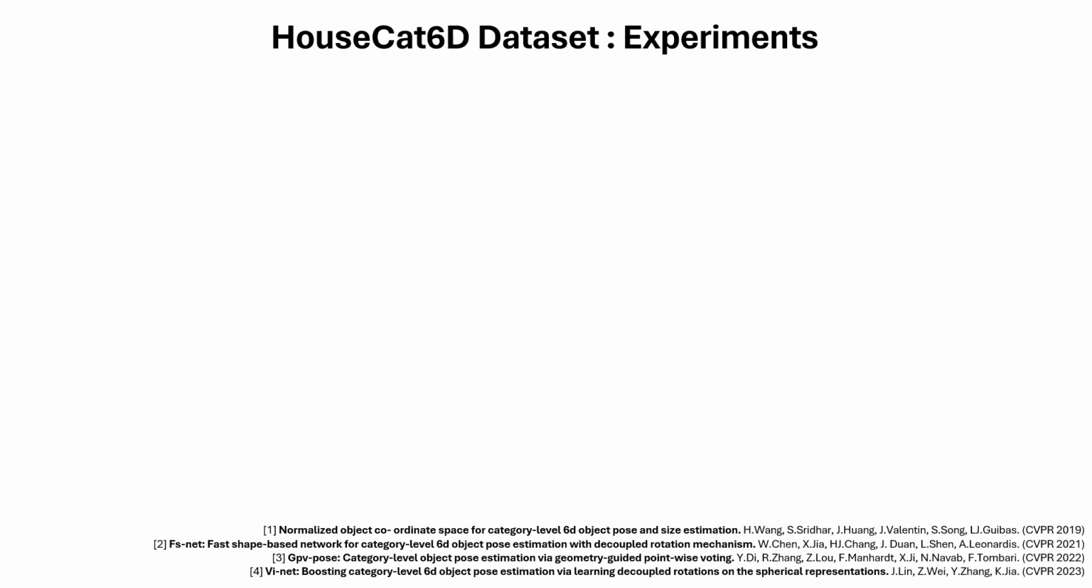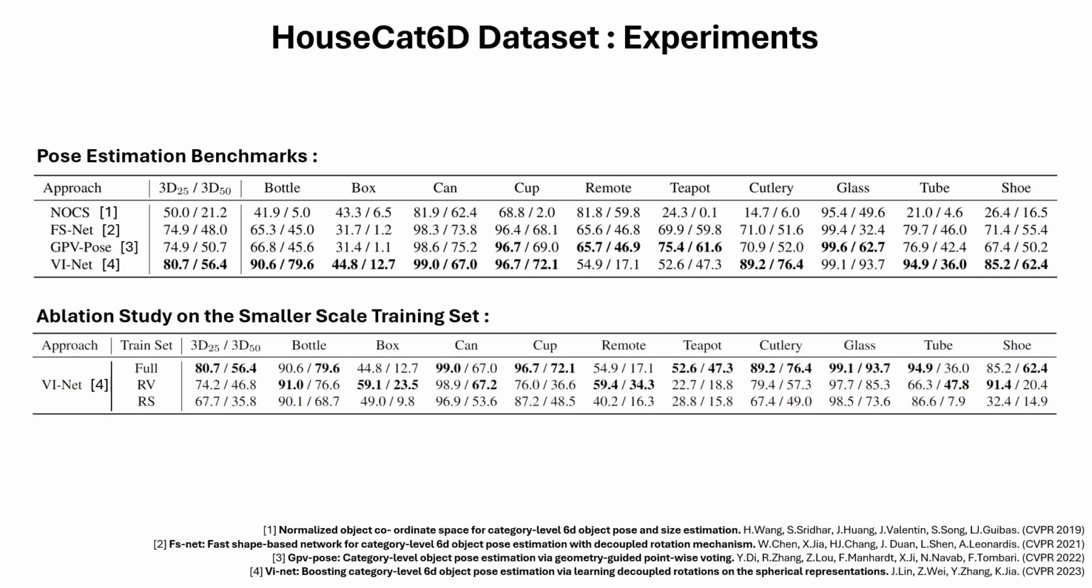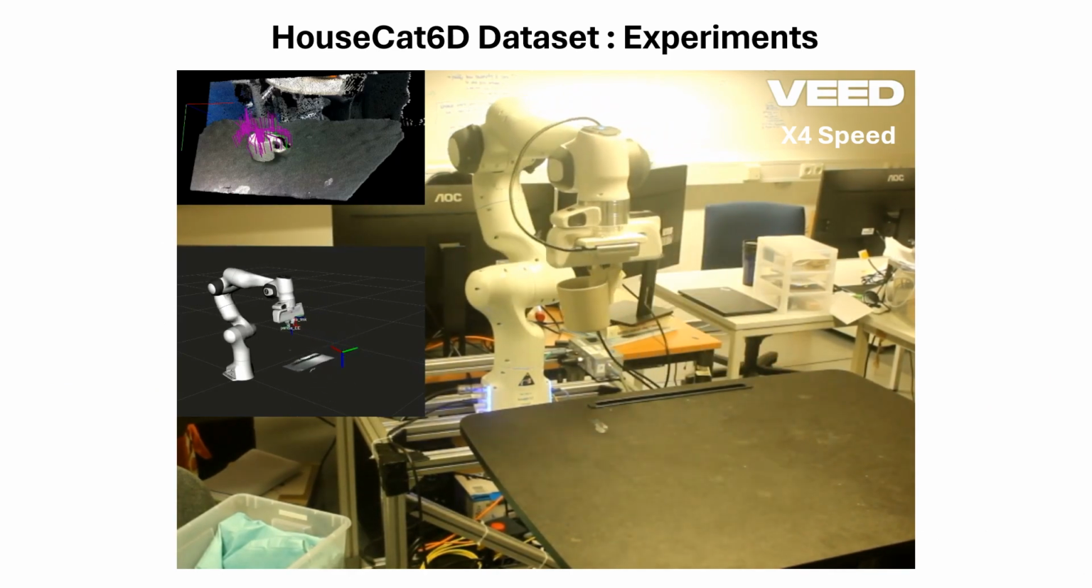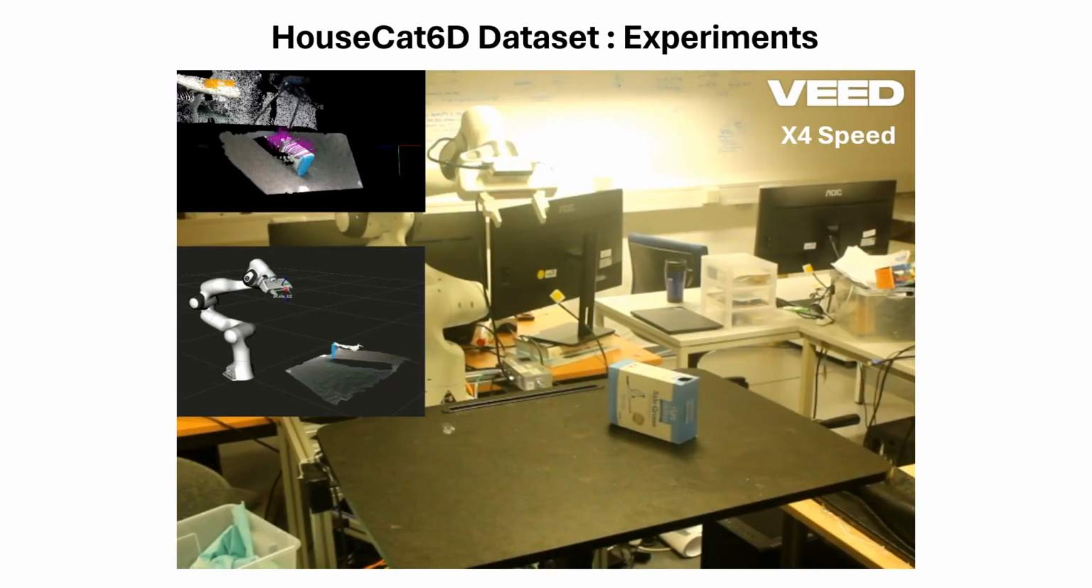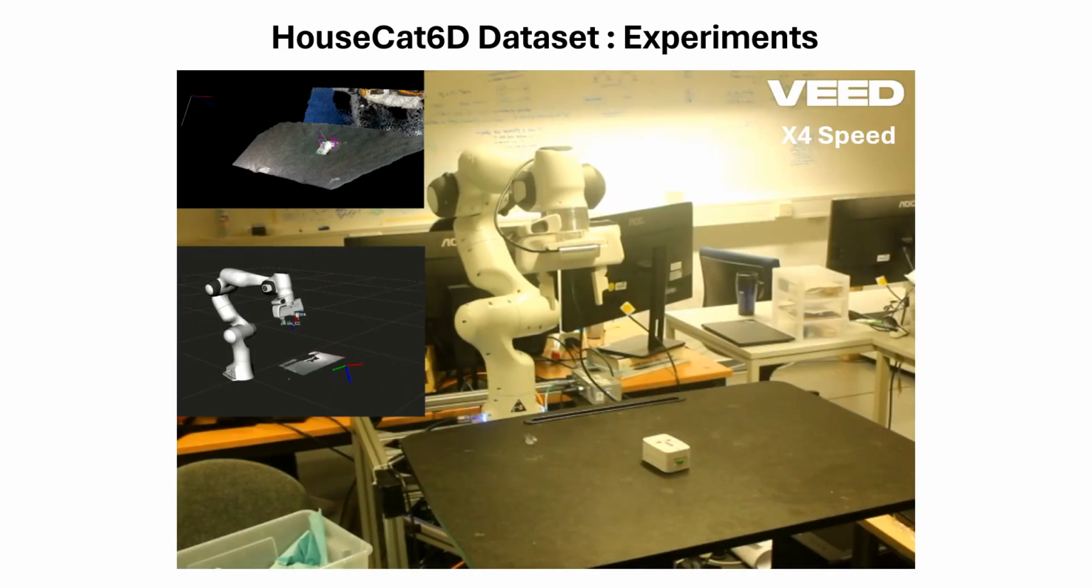With our dataset, we run a pose estimation benchmark on 4 state-of-the-art category-level pose estimation methods and an ablation study on the best performing method with a reduced amount of data, just to show the impact of large-scale data on the performance of the networks. We also train the grasping networks and show a robotic grasping experiment in real life using a robotic arm to show that our grasping annotation is valid.